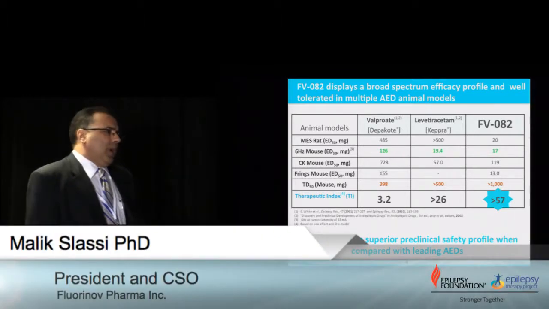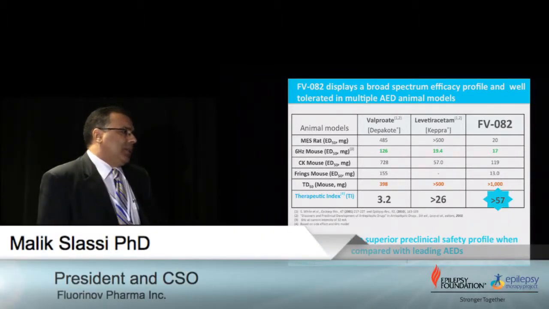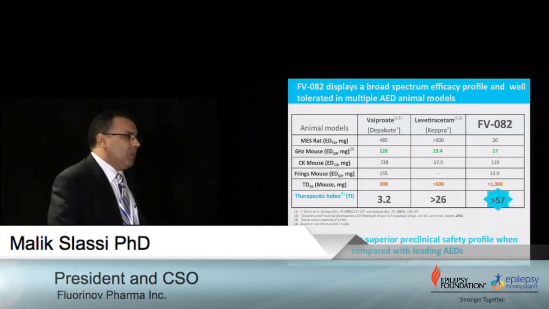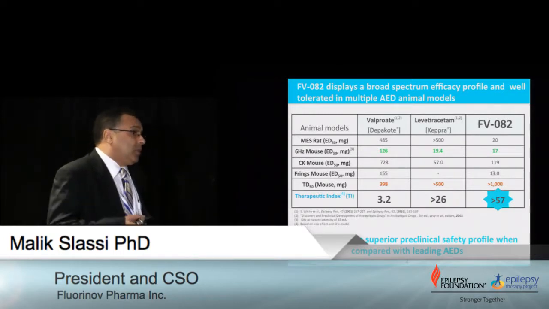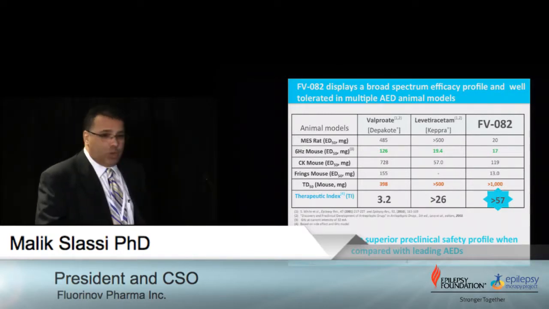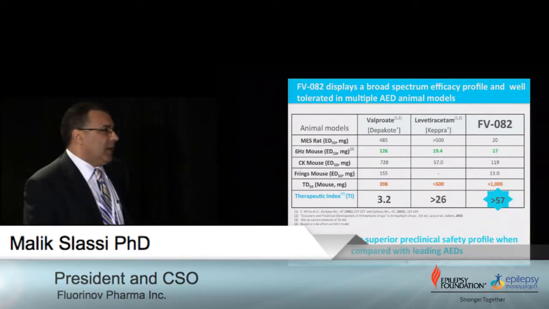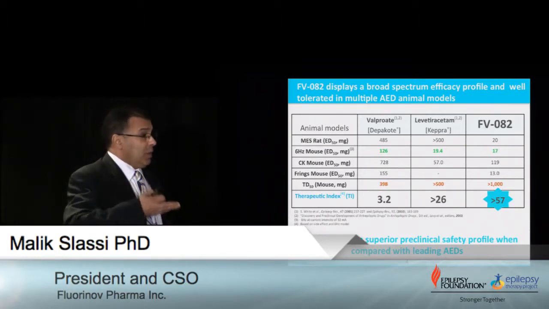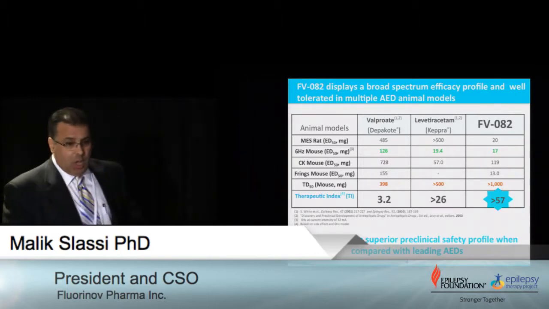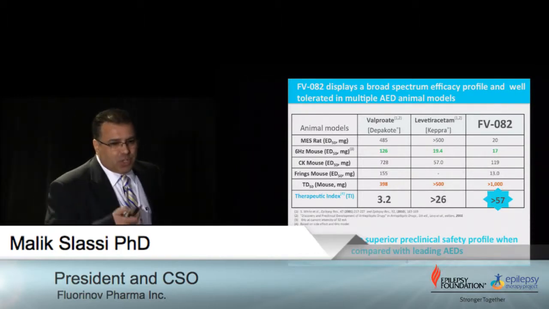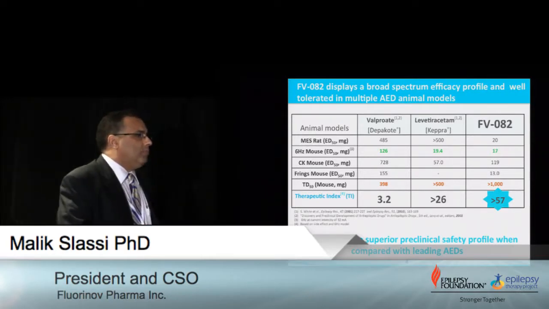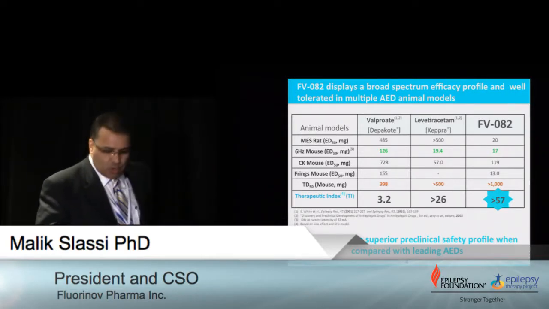And we got an MTD of 082 in animals: mouse, rat, and dog. In mouse and rat, it was over a gram, and we dosed animals with a gram of drug, and it seems that the animals were happy with the drug. So it was really a nice surprise for us. In addition to animal models, we generated more data with this molecule. So FV082 exhibits a superior preclinical safety profile when compared to the two, I would call them gold standard drugs.